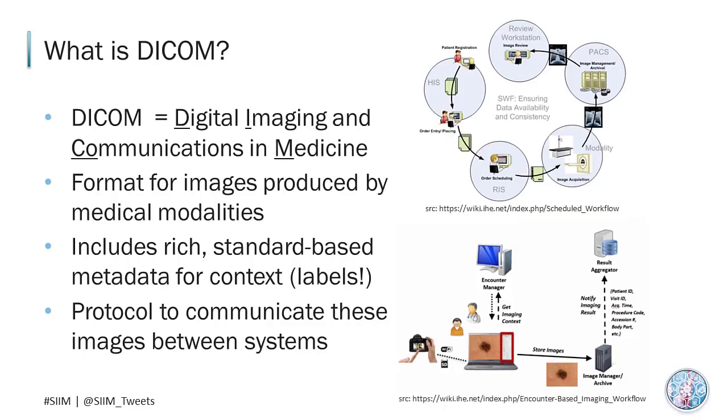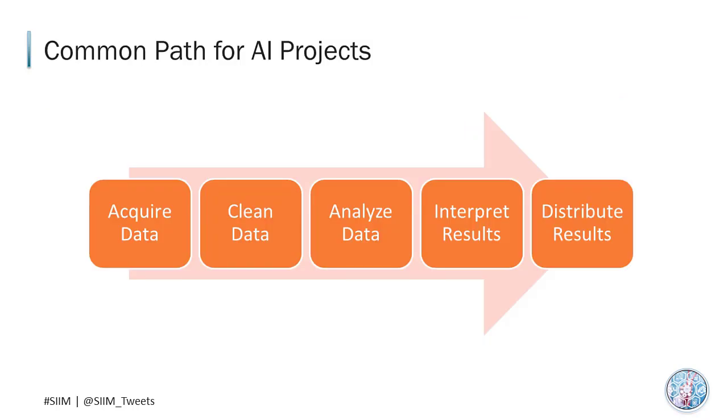So now that I'm more informed about DICOM, I have some thoughts and I have some questions. Here is a common path for an AI project. First, I acquire the data, then I clean and normalize them as best I can. After that, I can run some algorithms to analyze the data. With the output from those algorithms, I need to interpret the results. And if the result is interesting, I would like to distribute the results to other systems.